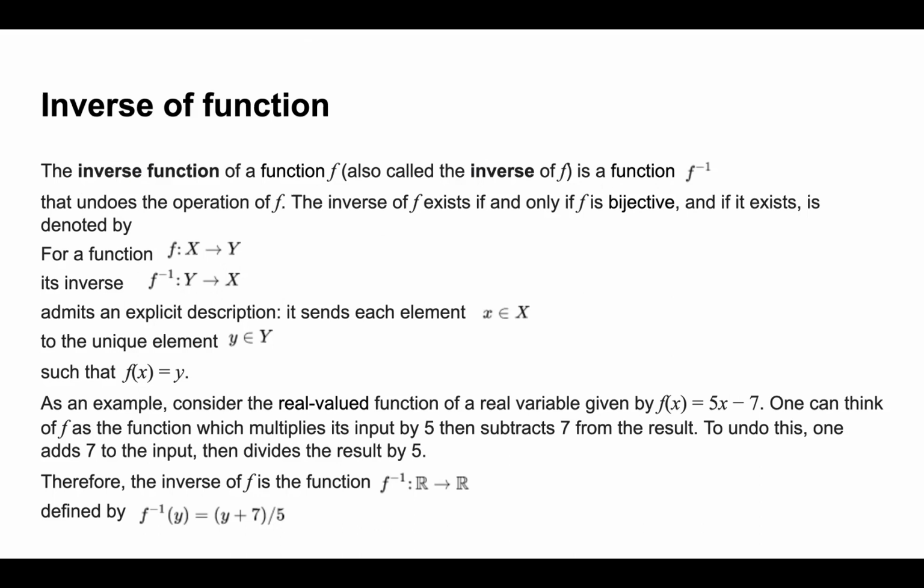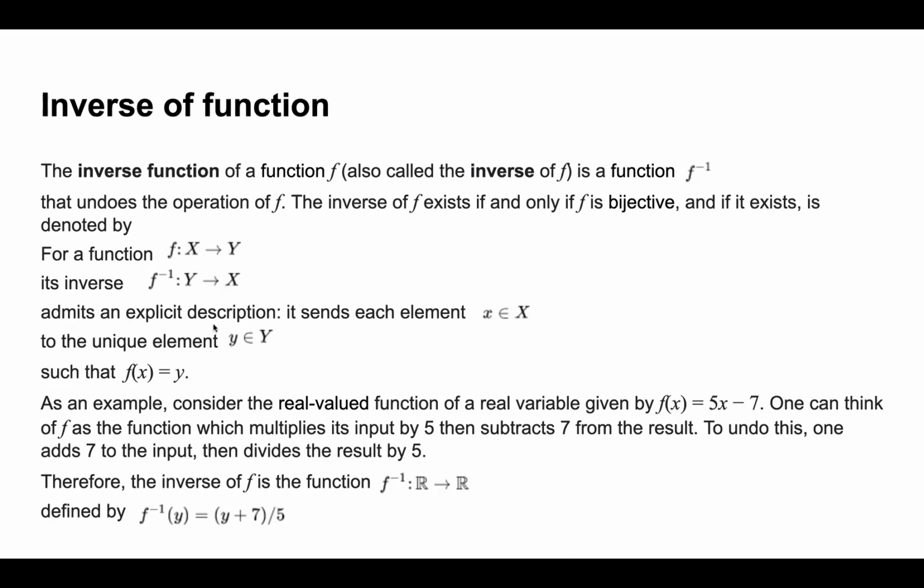Okay, the inverse of f exists if and only if it is bijective, and if it exists, it is denoted by, for a function f from x to y, its inverse is f inverse from y to x. When does the inverse exist? If the function is bijective. Bijective means one-to-one and onto at a time. If the function is bijective, then only its inverse exists. And if f is from x to y, f inverse is from y to x.